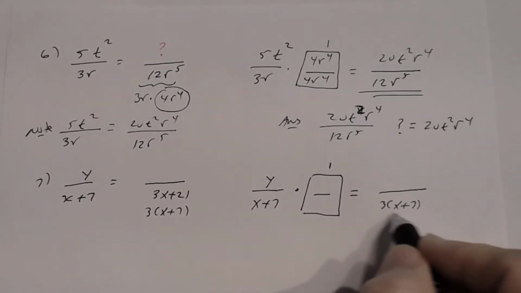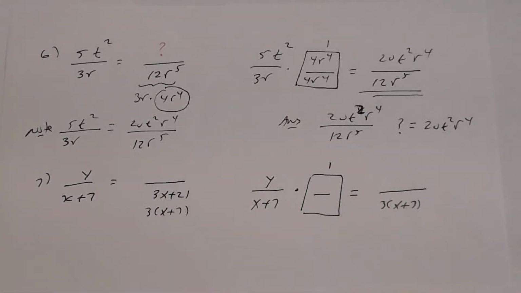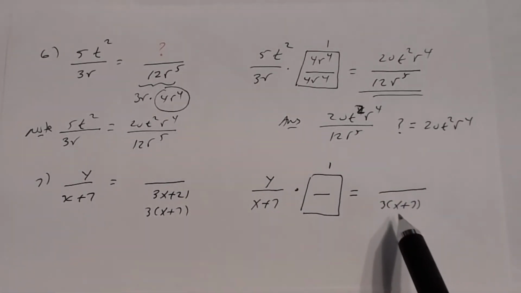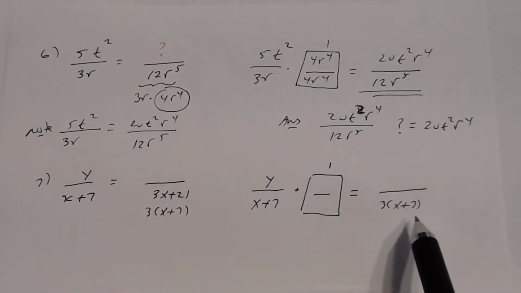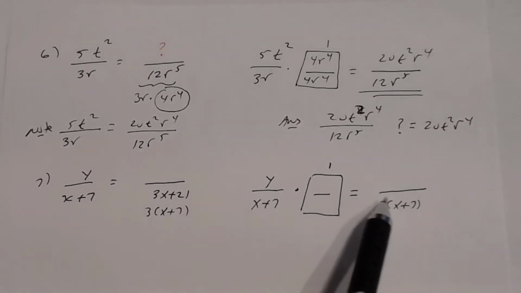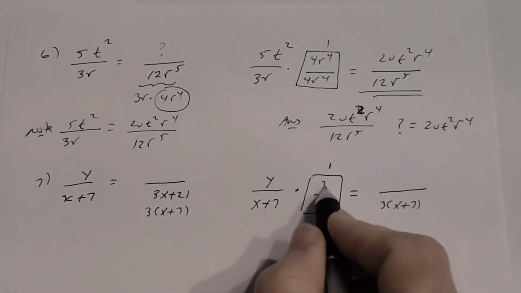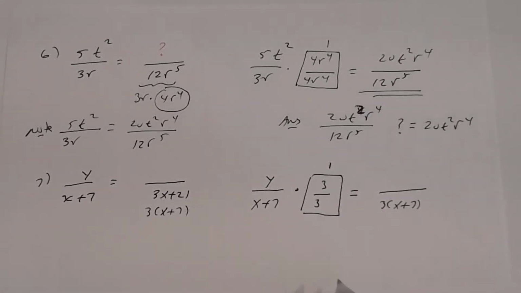Now always go ahead and leave it in factored form, because in the next lesson, when you add and subtract, you want to keep the denominators factored. And you're going to see that in the next lesson when you add and subtract rational expressions with different denominators. And so the question is, what do I need to multiply x plus 7 by to get this? Well, I need to multiply by the 3. So what I do to the denominator, I do to the numerator. Notice that 3 divided by 3 is still 1.